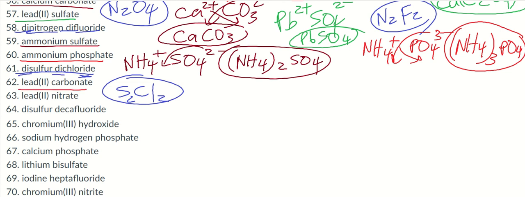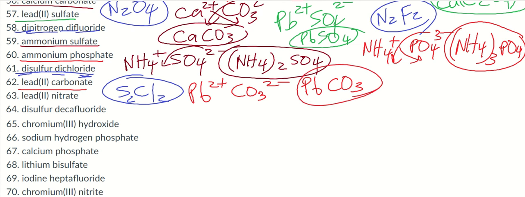Okay, lead, Pb, 2 positive charge. We tell you that. All right, carbonate CO3, 2 negative. They're going to cancel out. So it's just going to be PbCO3. I feel like we did this one also. All right, could be some duplicates on here.